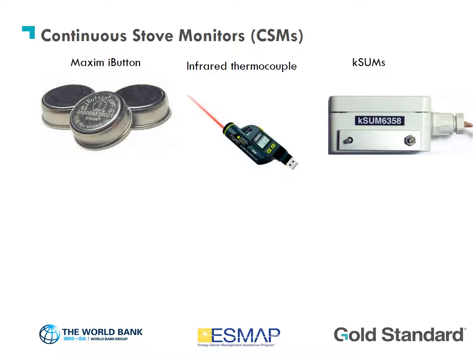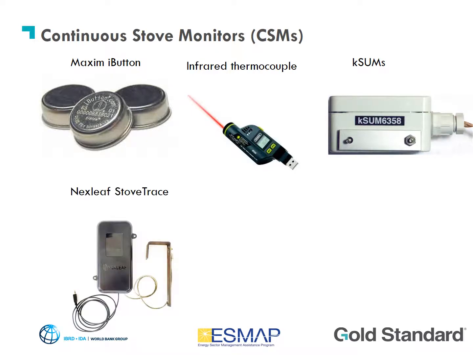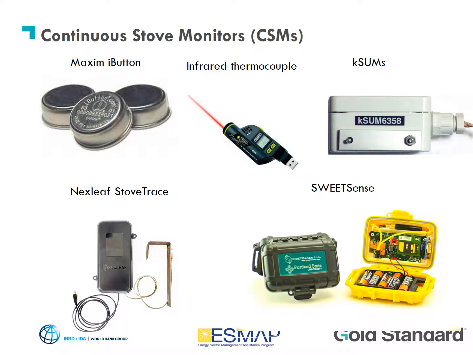They can be really handy, but they are also easy to lose and sometimes attractive to children, and have a lower threshold in temperature than this next image of an infrared thermocouple. These instruments are a little bit more expensive usually than the iButtons, but they have higher temperature thresholds. We also have the K-Sums, which makes use of a thermocouple. We have the Next Leaf Stove Trace, which uses a thermocouple and a cell phone, and we have the Sweet Sense.